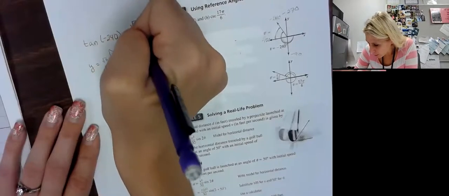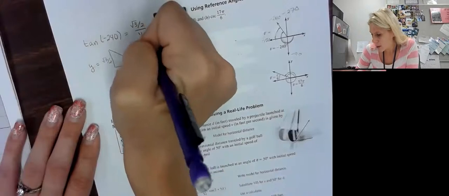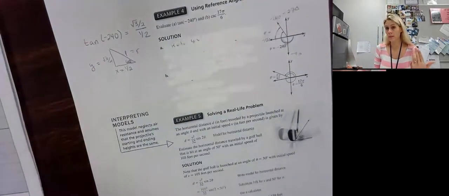over x. Now, here's another thing. I'm going to expand on this more. What quadrant are we in? We're in quadrant 2. In quadrant 2, our x is negative, our y is positive.